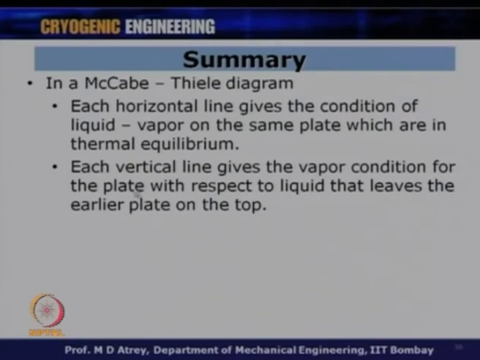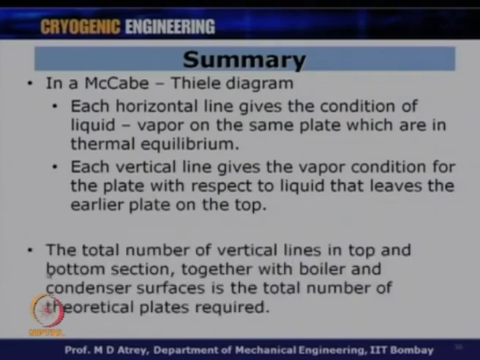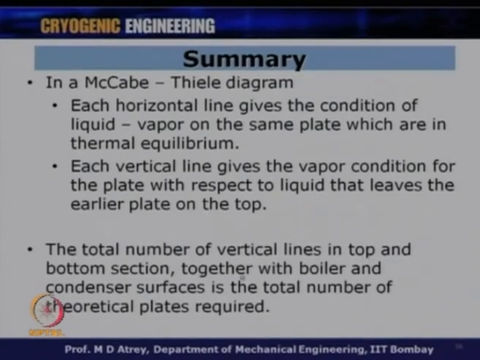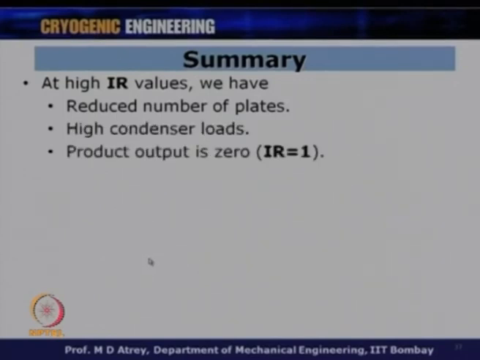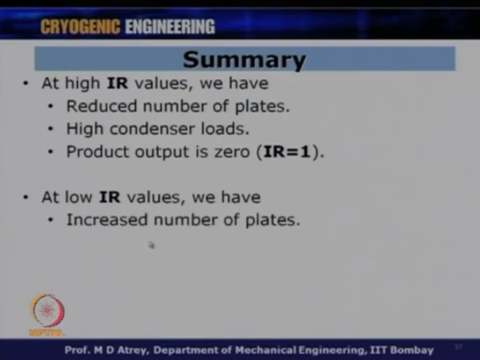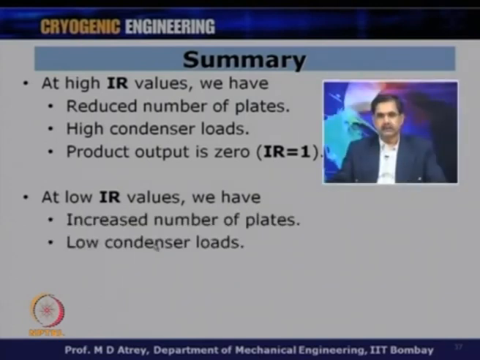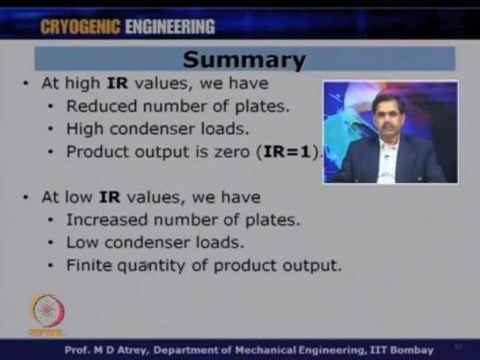This is Vn for the plate which is below the top. The total number of vertical lines in top and bottom sections together with boiler and condenser surfaces is the total number of theoretical plates required. At high reflux ratio, we have a reduced number of plates, high condenser loads, and product output is 0, which is R equal to infinity in that case, and at low reflux ratio we have an increased number of plates, low condenser loads, and finite quantity of product output.